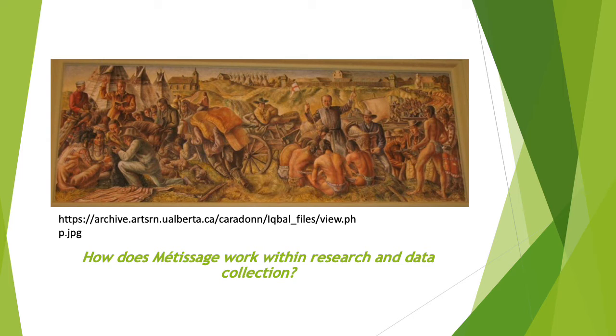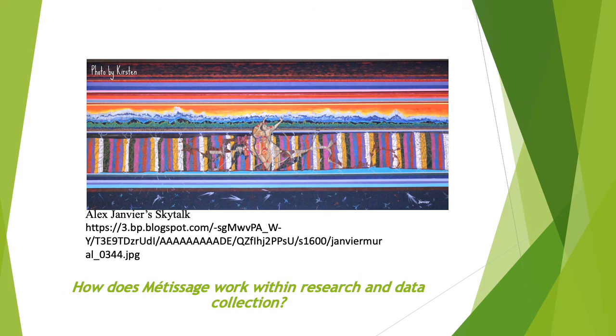We're going to use the two murals in the library at the University of Alberta as a bit of an example here. This first one, titled The History of Alberta, sits in opposition to Alex Janvier's Sky Talk. And when we're looking at those competing ideologies or competing space, what an Indigenous Métis researcher would be concerned with would be that space between. How can we see these two beliefs simultaneously in order to understand this space, in order to answer the question of where is here?